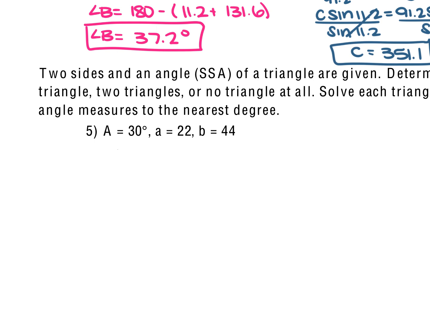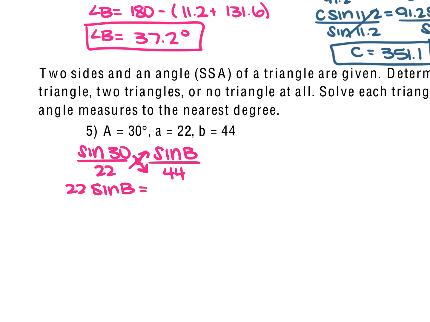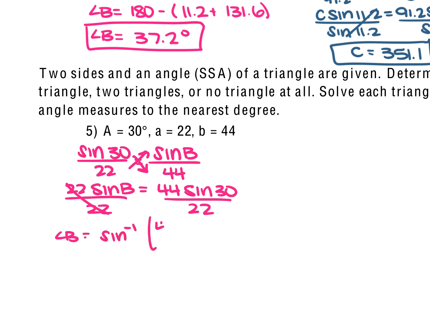So this is going to give us the sine of 30 over 22 is equal to the sine of big B over 44. We're going to cross multiply. That's going to give us 22 sine B is equal to 44 sine 30. Divide each side by the 22. You're going to find angle B by taking the inverse sine of 44 sine 30 over 22.